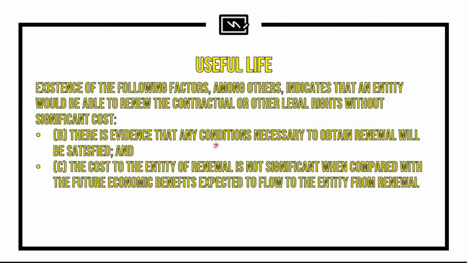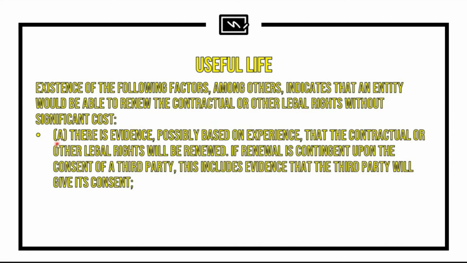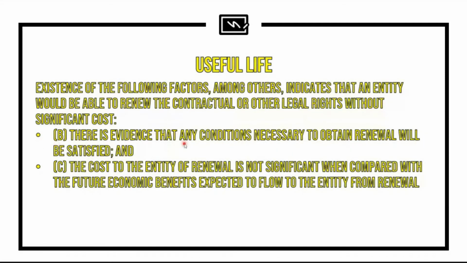Letter B, there is evidence that any conditions necessary to obtain renewal will be satisfied. And the cost to the entity of renewal is not significant when compared with the future economic benefits expected to flow to the entity from the renewal. So take note that is "and". So meaning, in analyzing whether the renewal option or the renewal portion will be exercised and thus will be considered in the amortization of the intangible asset that we acquired, we need to consider all of the items from letter A, letter B, and letter C. Okay?